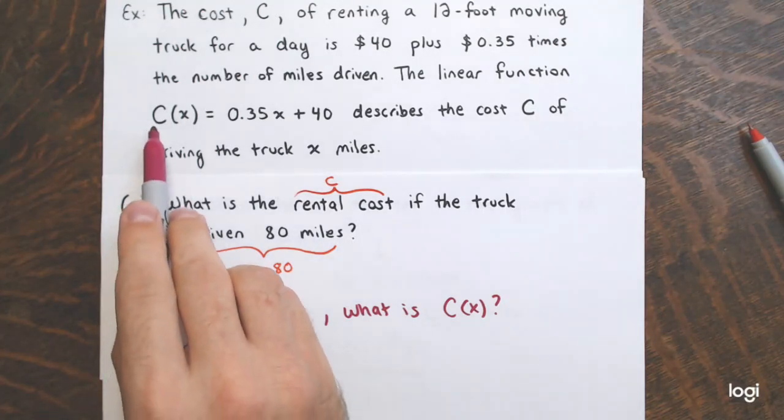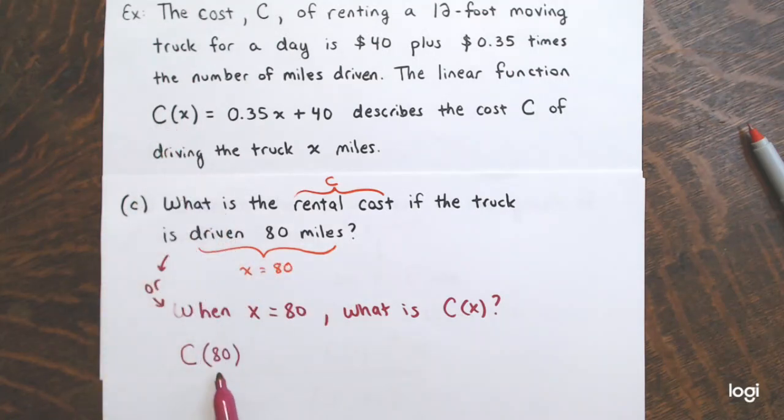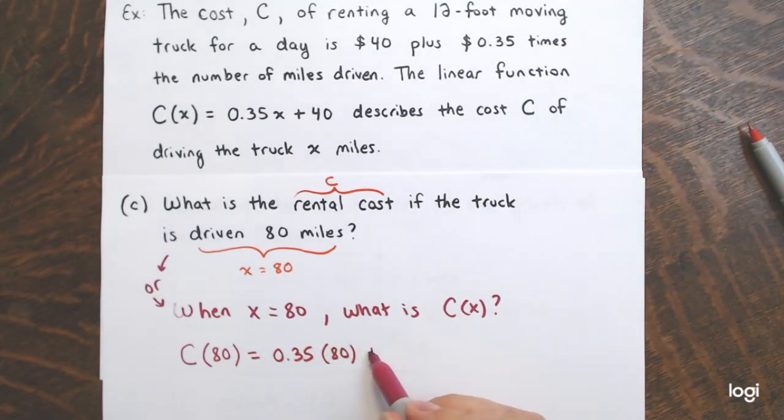So the value of C, the cost at 80 miles, is equal to 0.35 times 80 and then plus 40, okay? And then 0.35 times 80. Now if you want to set up some multiplication there, 8 times 35 would be 280. This is just 35% of 80. This is 28. Or you could punch in a calculator if you want.